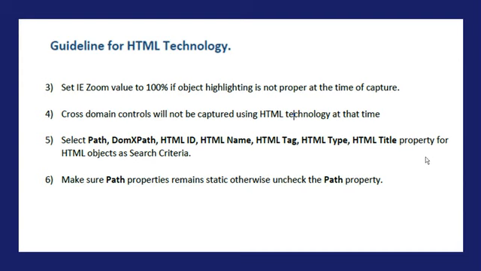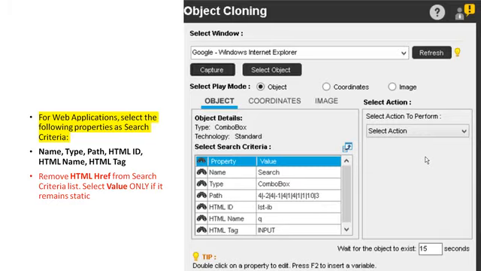Fourth, cross-domain controls will not be captured using the customer technology. Cross-domain controls like the path, or some XAML controls, will not be captured using customer technology. In object cloning you have some technologies. Here you can see the type is combo box and the technology is standard. If it is running from some HTML-specific applications, the technology will show HTML.